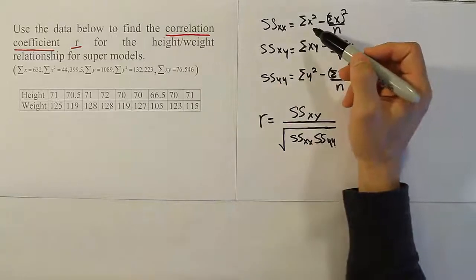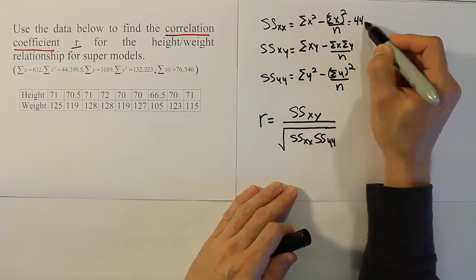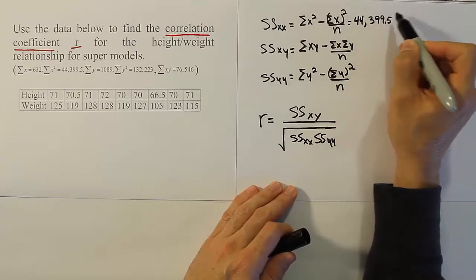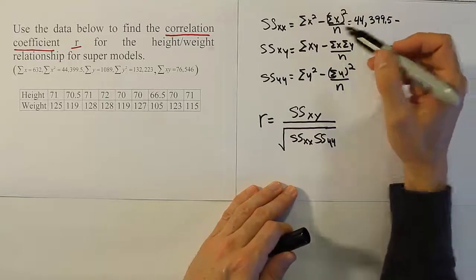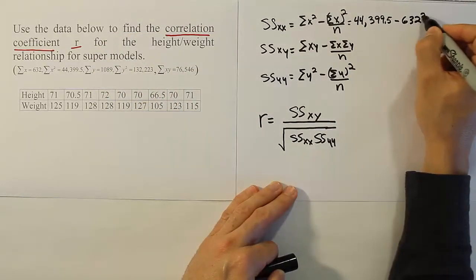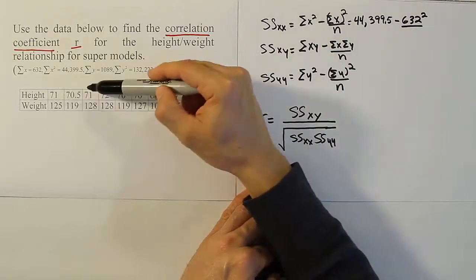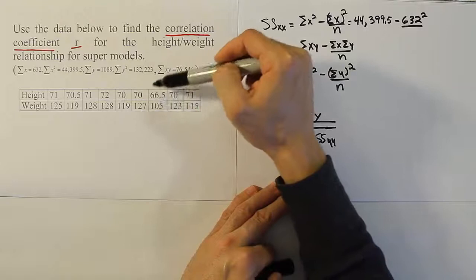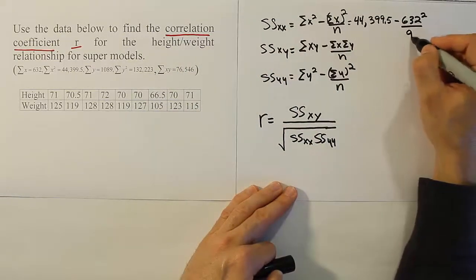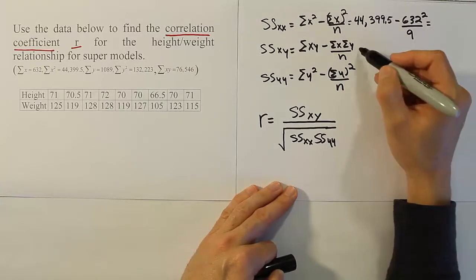The summation of x squared is given as 44,399.5 minus the summation of x. The summation of x is 632. Quantity squared divided by n, how many data values we had to start with. That's 1, 2, 3, 4, 5, 6, 7, 8, 9 different ordered pairs. So 9 is our n. Remember, n represents the number of ordered pairs. We'll come and work that out in a second.